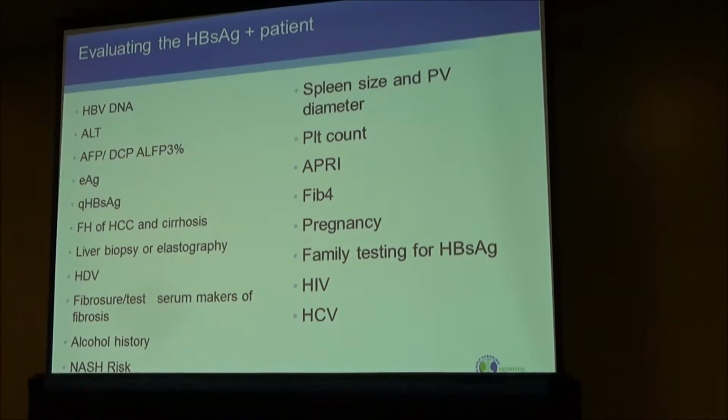Spleen size and portal vein diameter, upper right-hand corner. That's determined by ultrasound. So every patient with hepatitis B gets a full abdominal ultrasound. You want to see what the portal vein looks like. Is it open? Do they have liver cancer? That ultrasound will tell you a lot about whether they have cirrhosis or not because of the liver configuration. And if the spleen is big, the portal vein is big, they probably have advanced liver disease.